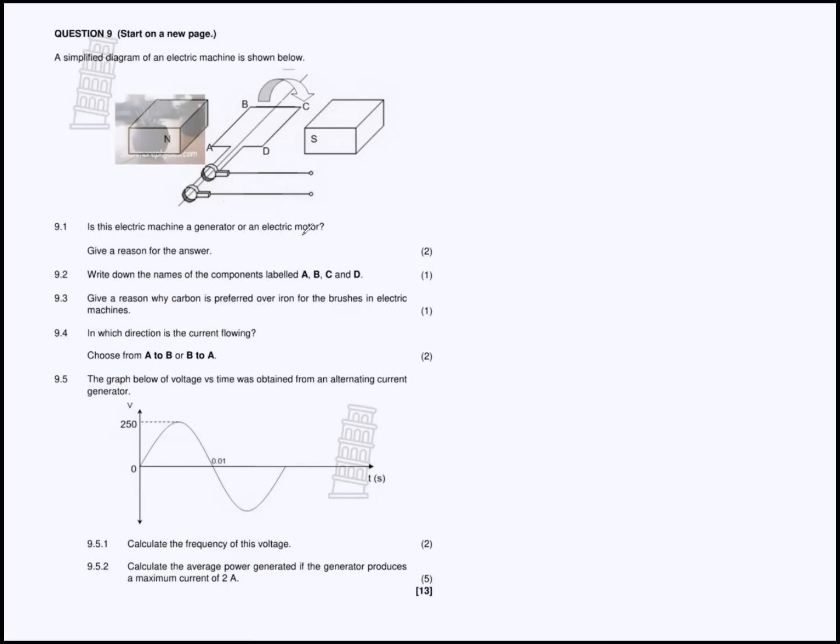We know that with a motor, we are expecting to have a power source, some form of a cell or a battery. Looking at this diagram, we can see that there is no power source whatsoever. So we have to assume that it is a generator, because remember, a generator is the one that will produce the electrical energy. So for 9.1, this is a generator, and our reason for that is it has no power source.